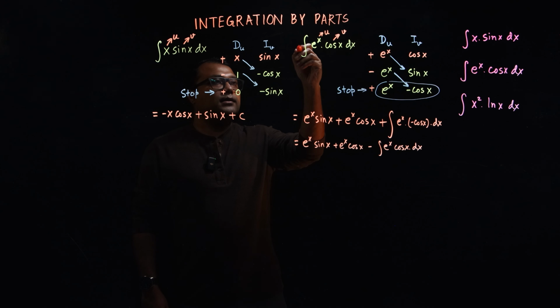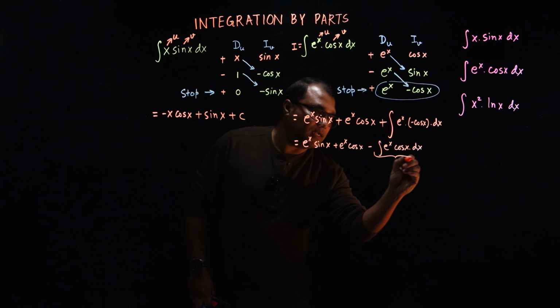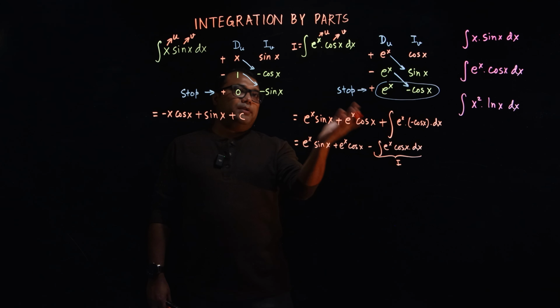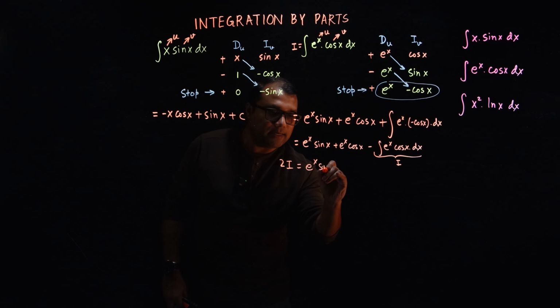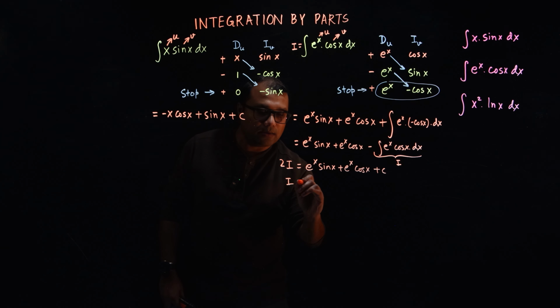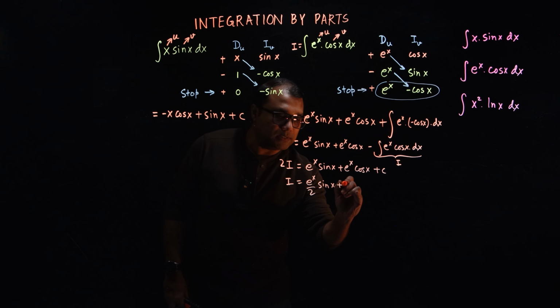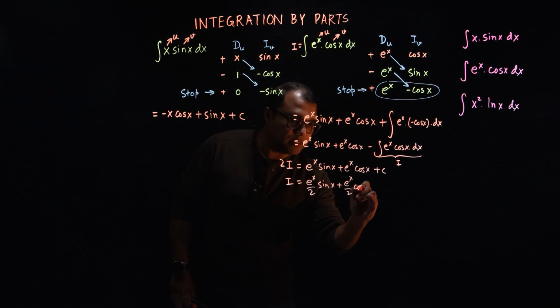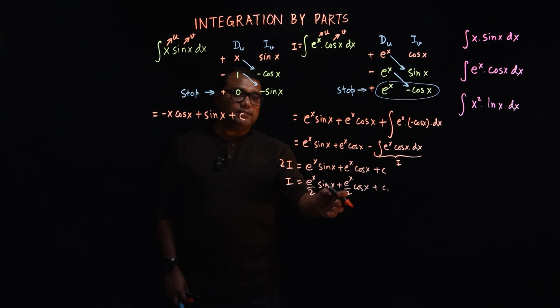So, if this integral evaluates to I, then this is nothing but I. So, if I bring I to the other side, 2I becomes e to the power x sin x plus e to the power x cos x plus c, or I becomes e to the power x by 2 sin x plus e to the power x by 2 cos x plus some other constant c1. So, that is our result.